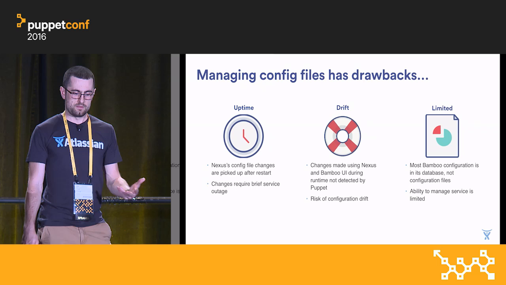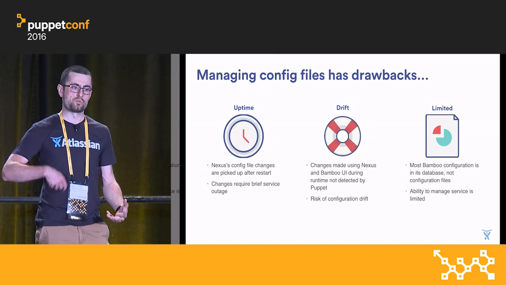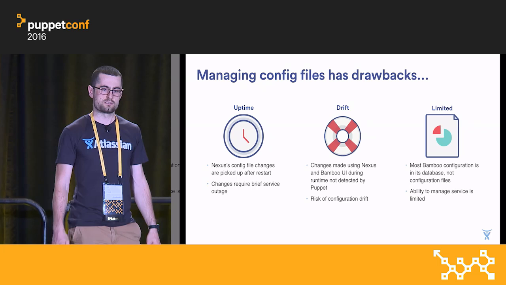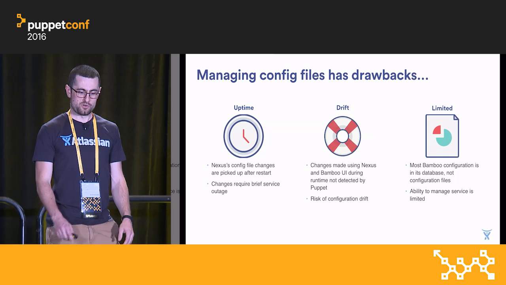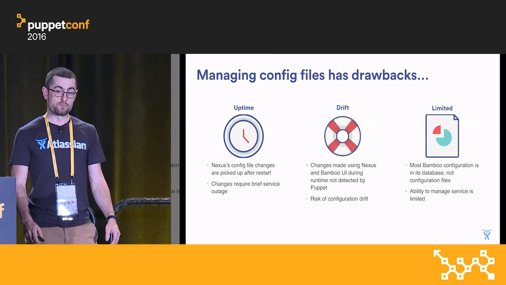The first one, uptime. This one affected Nexus more than it did Bamboo. With Nexus, our configuration changes would require us to restart Nexus. So when we did a deployment, especially one that affected all of the Nexus instances, we would have to shut them off and we'd have a couple of minutes of downtime, because Nexus takes at least a few minutes to start. This means hundreds of red builds if developers are running CI. It's not very good and it makes our customers sad, and we would often get comments in the support channel if we rolled out a change and caused red builds.